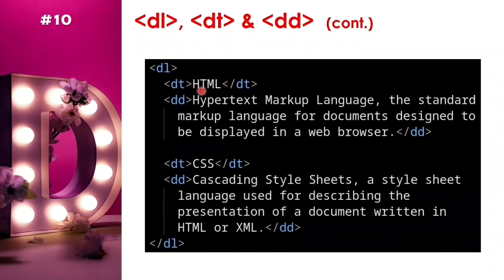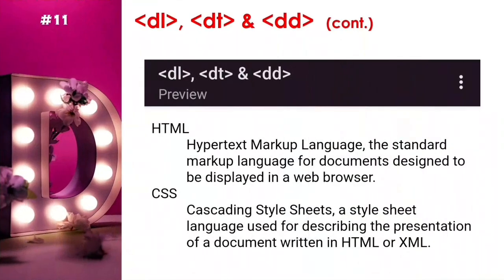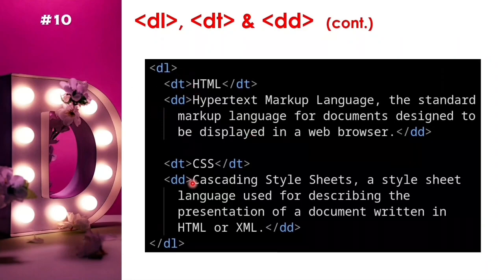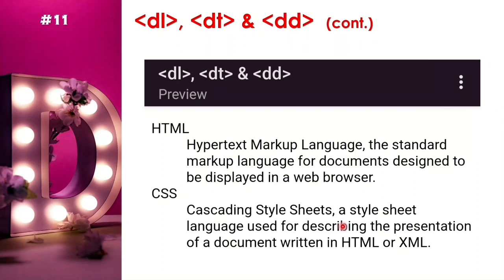My term is HTML, put it inside DT, and then the definition is something like this, put that inside DD. And then my term is CSS, and the definition is something like this. So this will output something like this. This is my description list. I think it's also called a definition list. So this is my description list with the definition term and then the definition data. That's how we can use it. Pretty simple. DL, DT, and DD. I guess there's no need to go to the browser here.